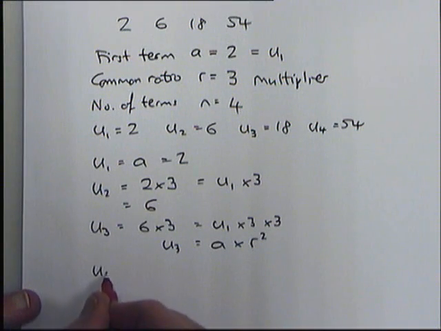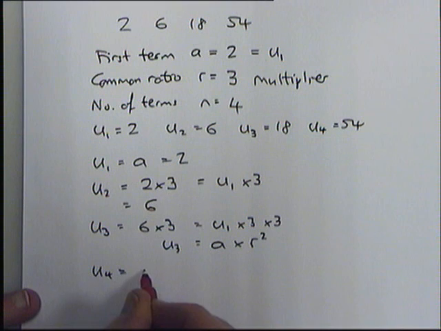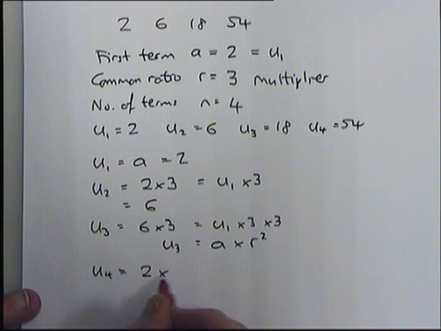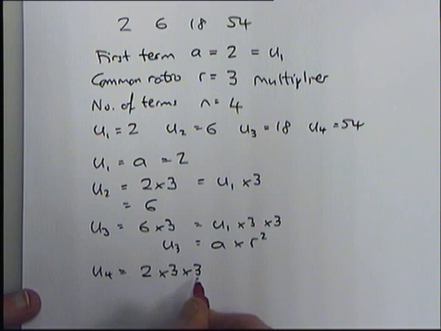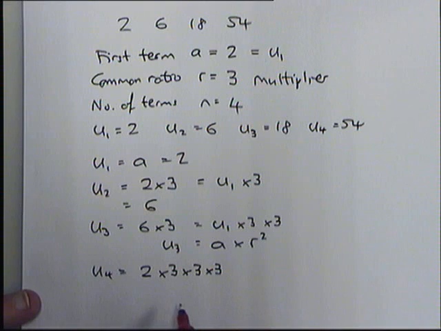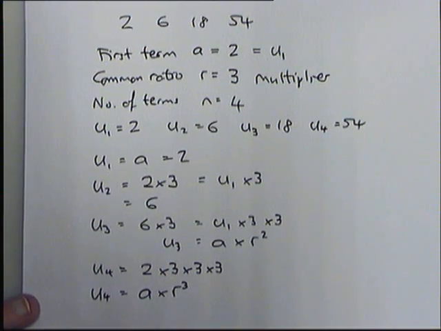If I look at the fourth term, it is my original 2 times by a 3 to make it into 6, times by another 3 to make it into 18, times by another 3 to make it into 54. So the fourth term is A, the first term, and then the R is cubed. It's 3 times 3 times 3. It's there 3 times. So you get the fourth term is AR cubed.